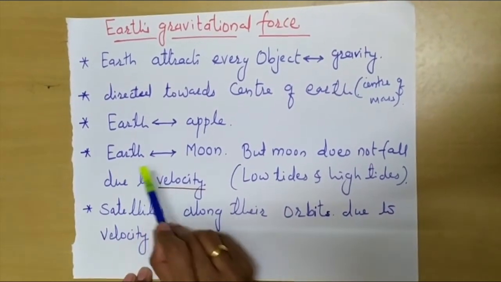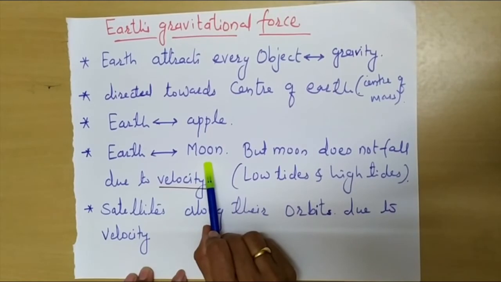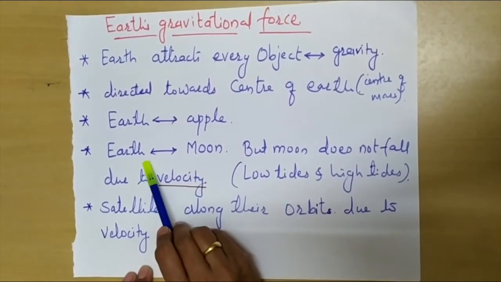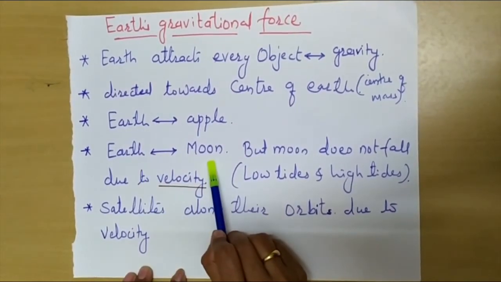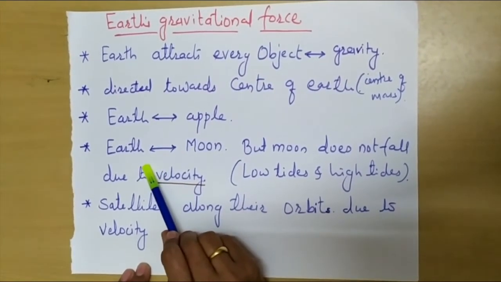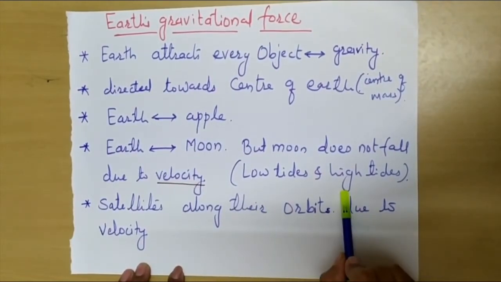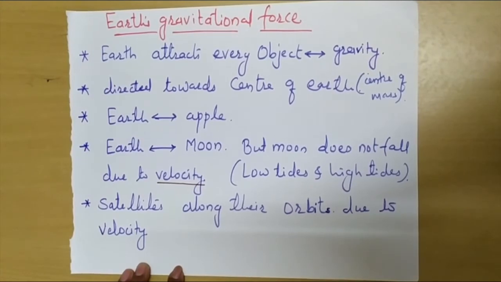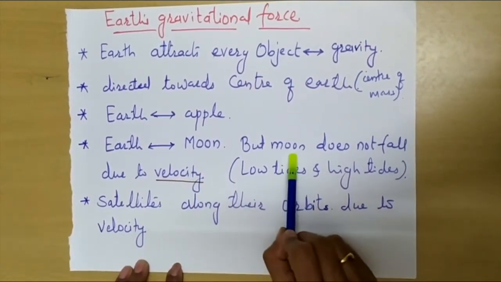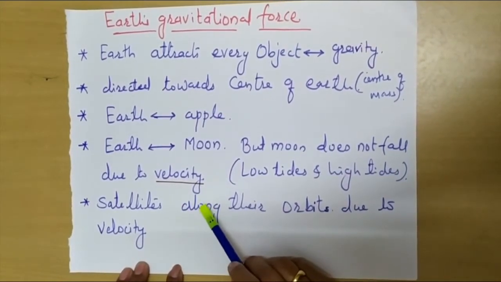Let us consider Earth and Moon. Now Earth attracts the Moon towards itself, or Earth exerts a gravitational force on the Moon. In the same way, the Moon also exerts some amount of gravitational force on the Earth, and due to that, we experience low tides and high tides in the ocean or in the sea. Correct? But the Moon does not fall on the Earth. What is the reason behind it?